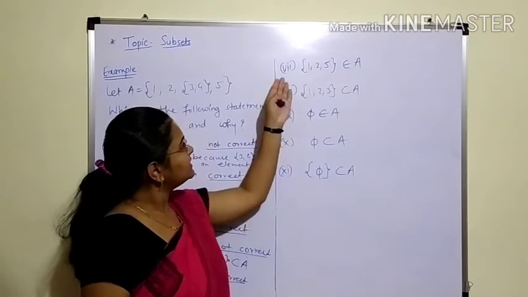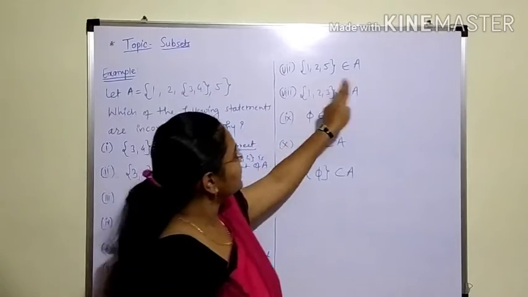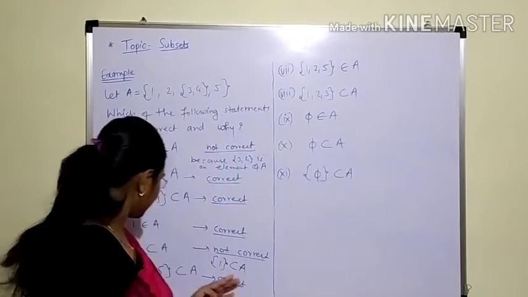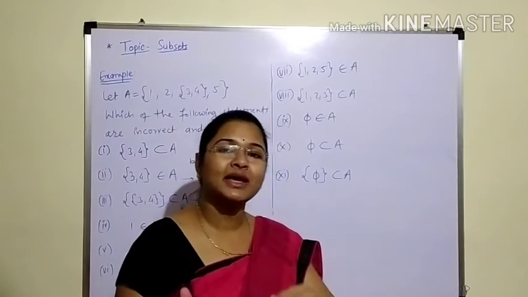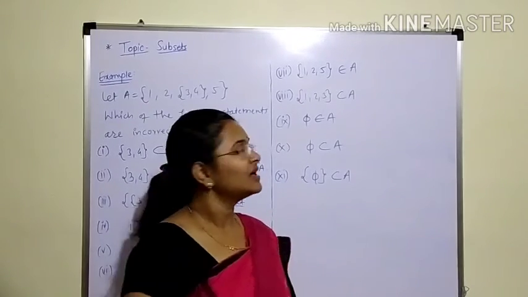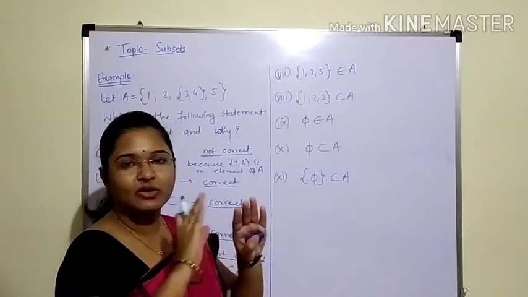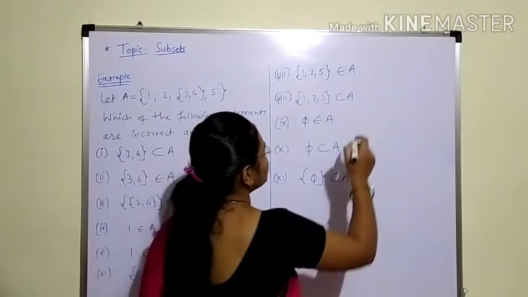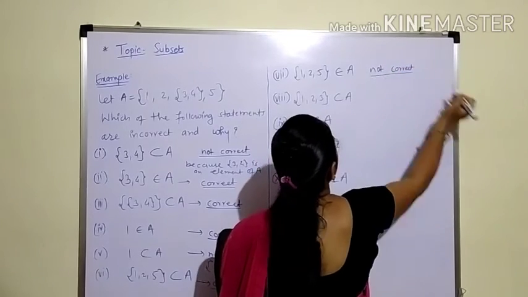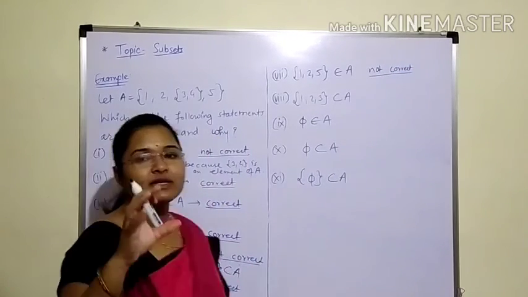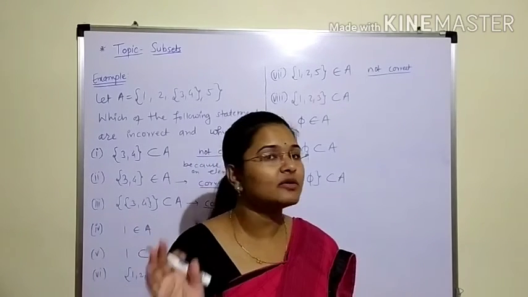Now we'll take the 7th question. The set having elements 1, 2, 5 is an element of A. Now we have just seen that the set having elements 1, 2, 5 is a subset of A. How can the subset be an element of the set then? Okay, so the set having elements 1, 2, 5 is not an element of the set. So this is not a correct statement. Okay, why? Because if a subset of the original set is there, then the subset is an element of the power set, not of the original set.